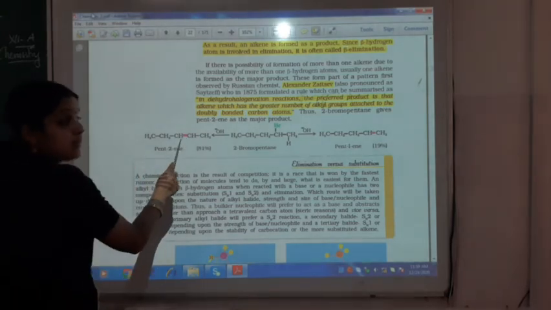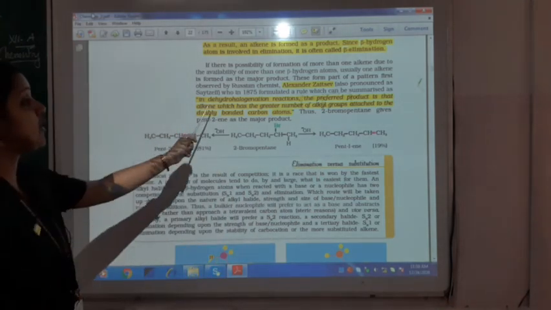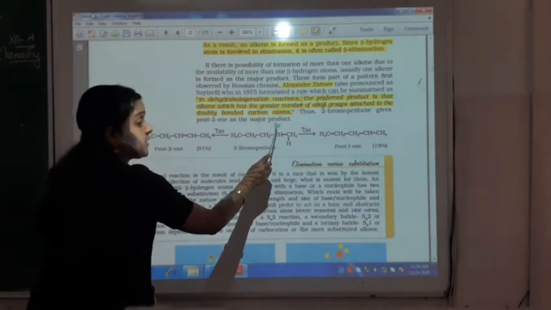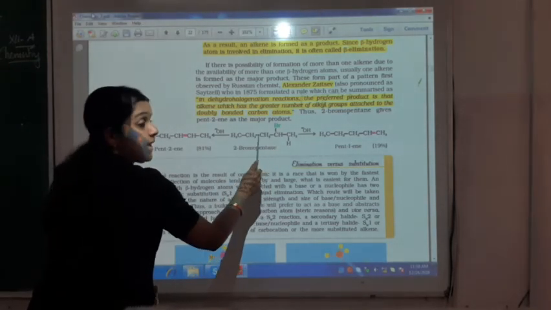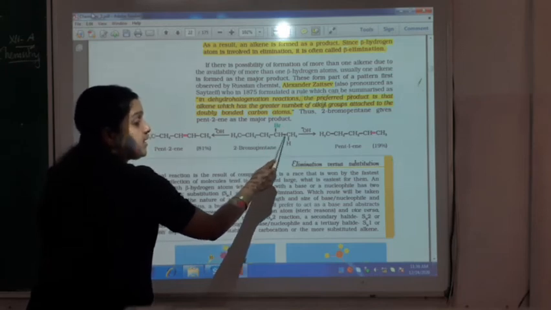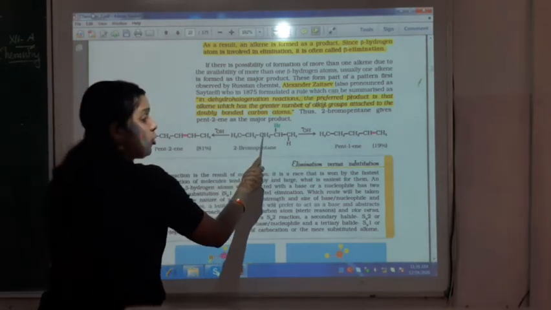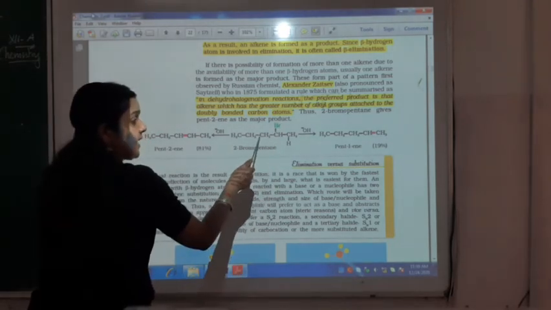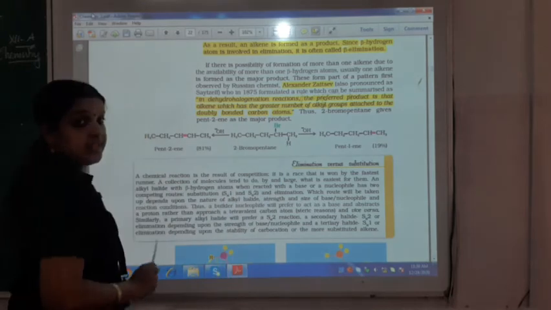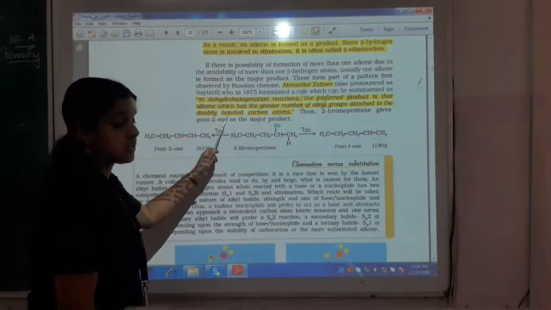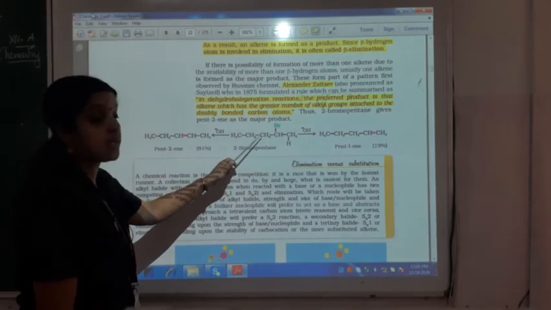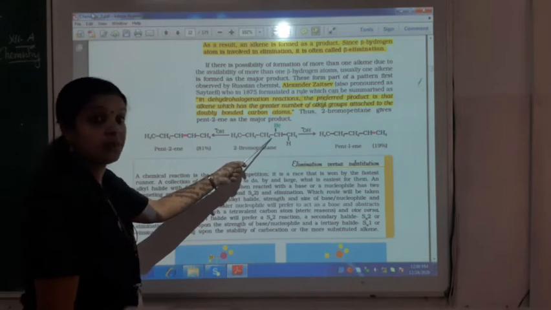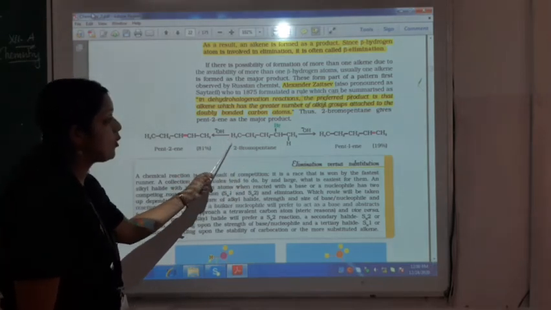Now, why is this preferred when compared to this? Because according to Zaitsev rule, the hydrogen is removed from the beta carbon. This is my alpha carbon, holding my bromine. I have two beta carbons, this is my beta, this is also my beta. So this bromine can take this hydrogen or it can also take this hydrogen. Now, according to Zaitsev rule, the hydrogen will be removed from the carbon which has more alkyl groups. So the double bond will be formed between the carbons holding more alkyl groups.